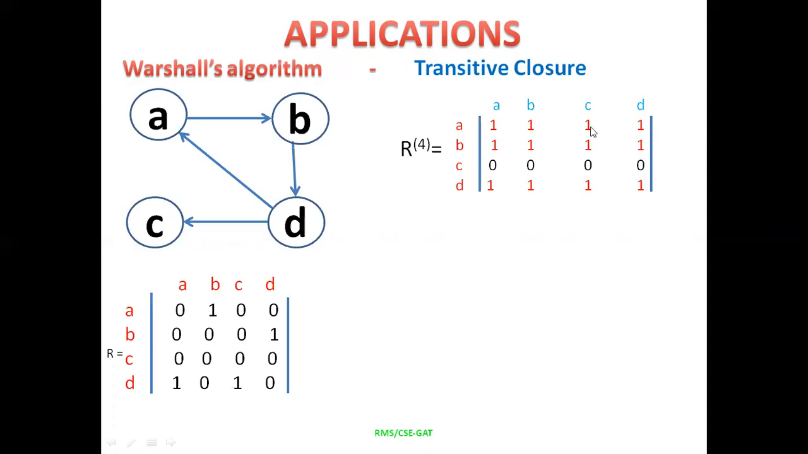It means there should be a transitive path from A to C. See, A to B, B to D, D to C. Starting from A, I have a path to C with B and D as intermediate vertices, so I have replaced 0 by 1. Similarly, to reach D also, A to B, B to D, so there is a path and it becomes 1. Like this, by applying Warshall's algorithm, we will get the transitive closure. In the next slides, we'll see how to convert zeros to ones step by step.